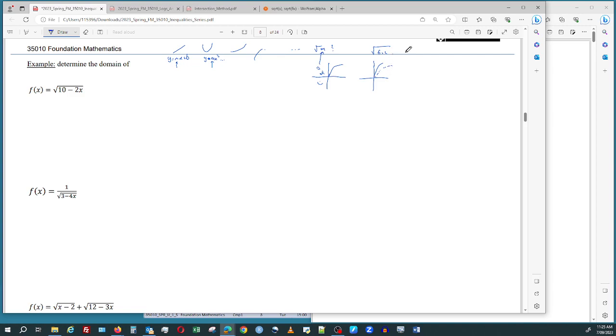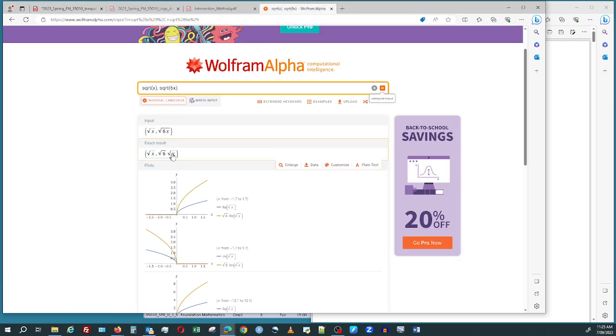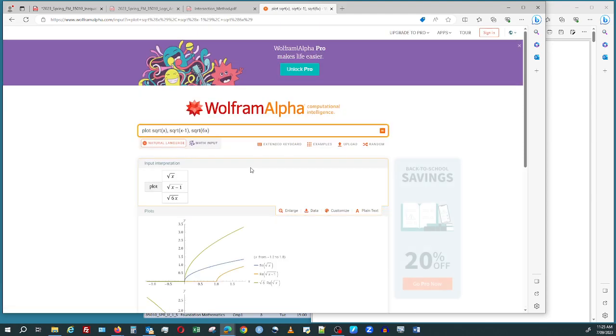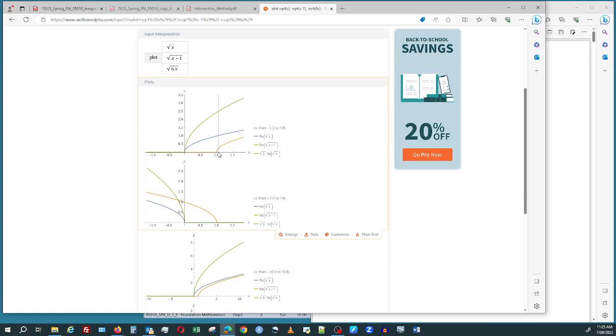Okay. What about if we do x minus 2? What happens if we do x minus 2? I'm just going to help Wolfram out here. I don't want it to tell me about its exact result, so I'm going to tell it to plot. And this time I want to put in the square root of x minus 1. I want to see what that looks like. Let's see what those three graphs look like. What does minus 1 do? Oh, look what it did. It shifted it to 1.